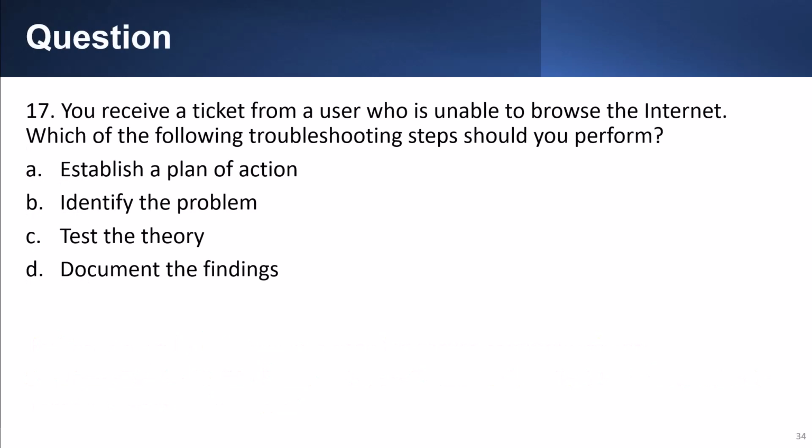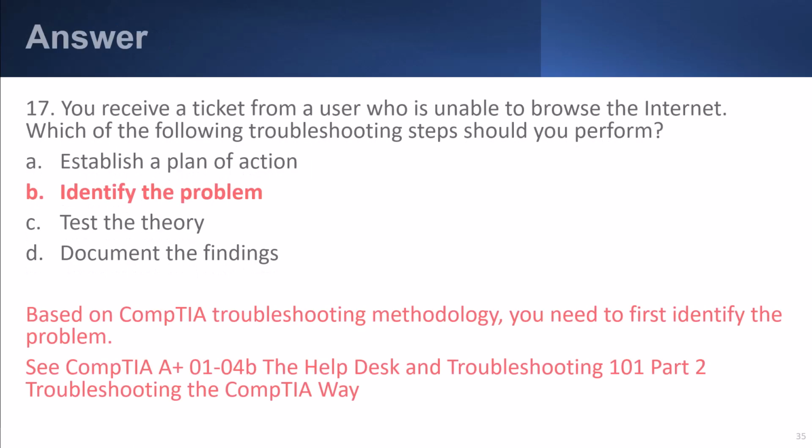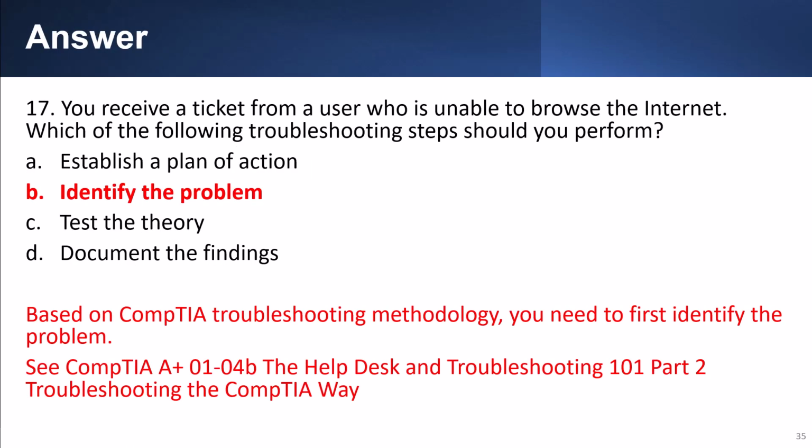Question 17. You receive a ticket from a user who is unable to browse the internet. Which of the following troubleshooting steps should you perform? Answer: identify the problem. Based on CompTIA troubleshooting methodology, you need to first identify the problem.